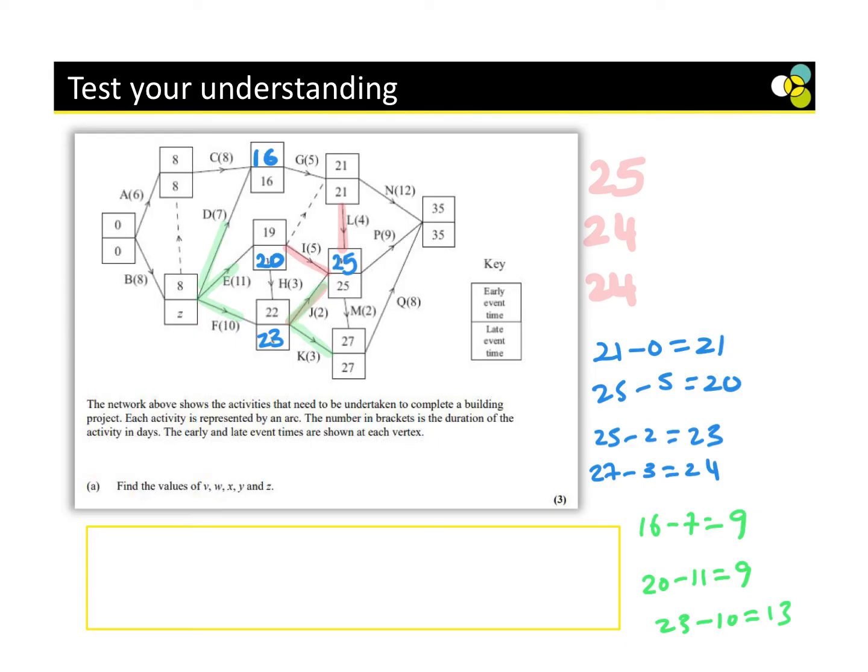Is that right? Oh, the dummy. Oh, that is also coming out. 8 minus 0 is 8. Absolutely, that is 8. Watch out for that.